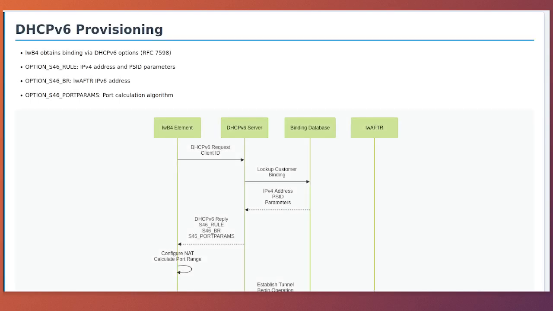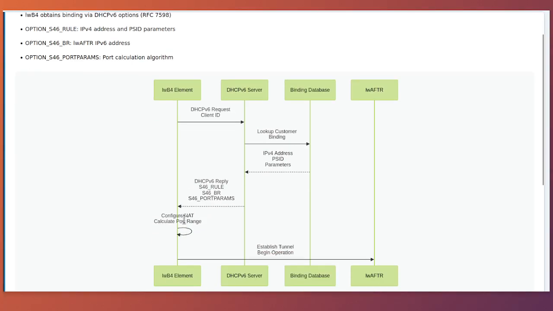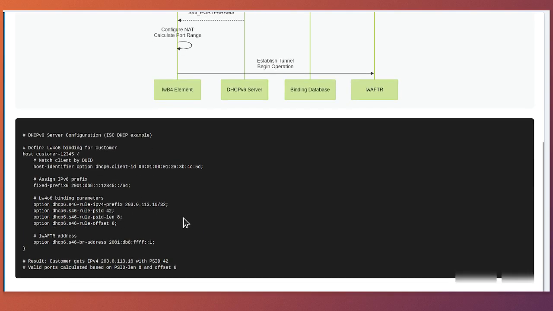Provisioning and configuration. Deploying Lw4o6 requires sophisticated provisioning mechanisms to distribute the necessary configuration parameters to lwB4 elements. The provisioning process is more complex than DS Lite because each customer needs unique binding information, specifically their assigned IPv4 address, PSID, and related parameters. DHCPv6 is the primary mechanism for Lw4o6 provisioning, using options defined in RFC 7598.